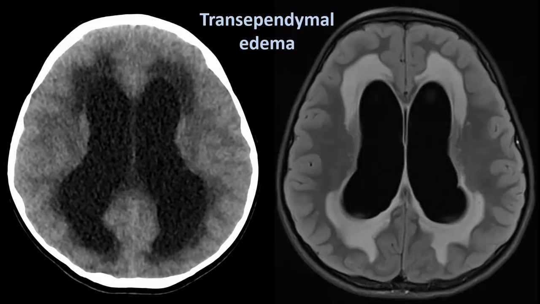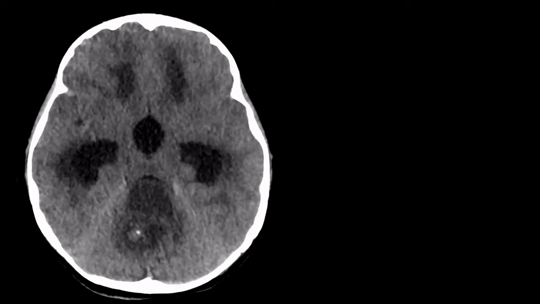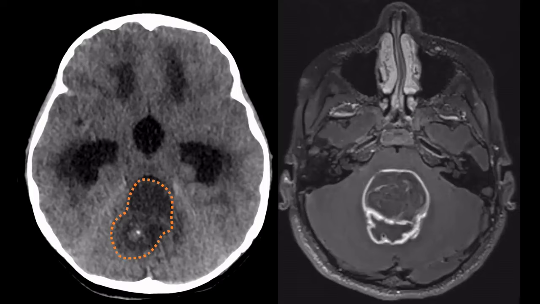This is the same patient, and this is transependymal edema. Water being pressed from the ventricles into the periventricular white matter. And can you see the cause? We clearly see massive widening of the temporal horns of the lateral ventricles and the third ventricle. Is this fourth ventricle? No. This is fourth ventricle, and this is a tumor compressing the fourth ventricle.